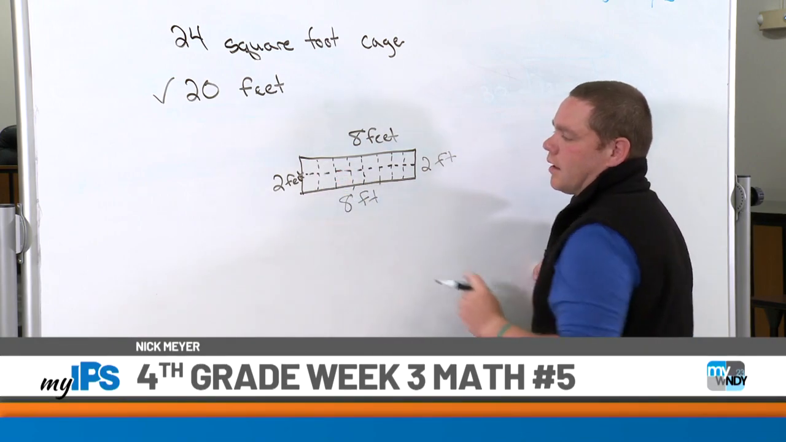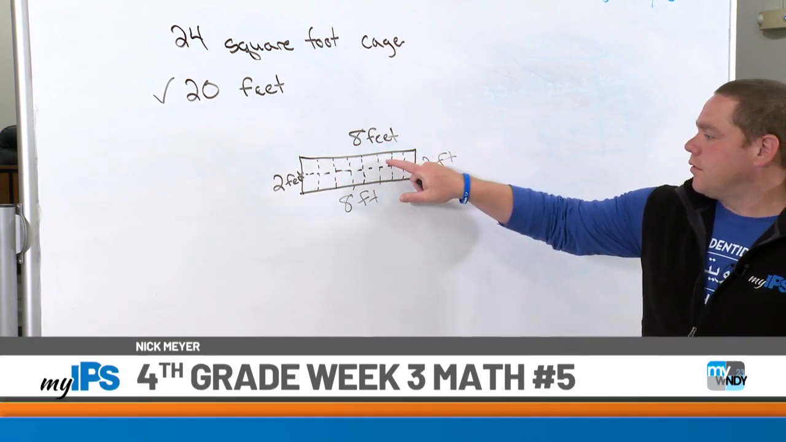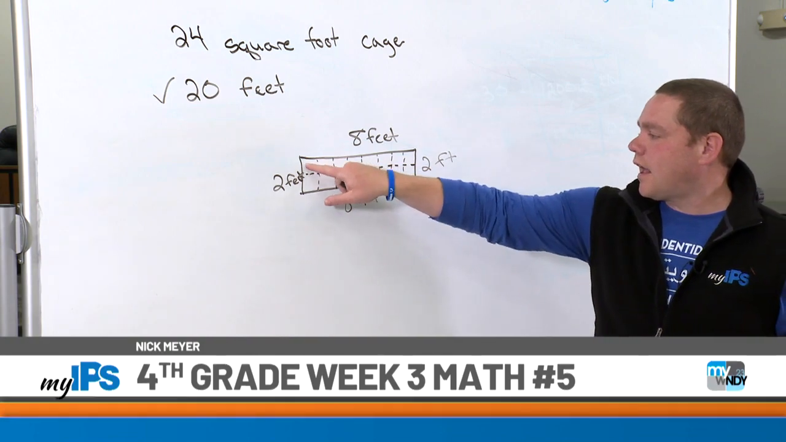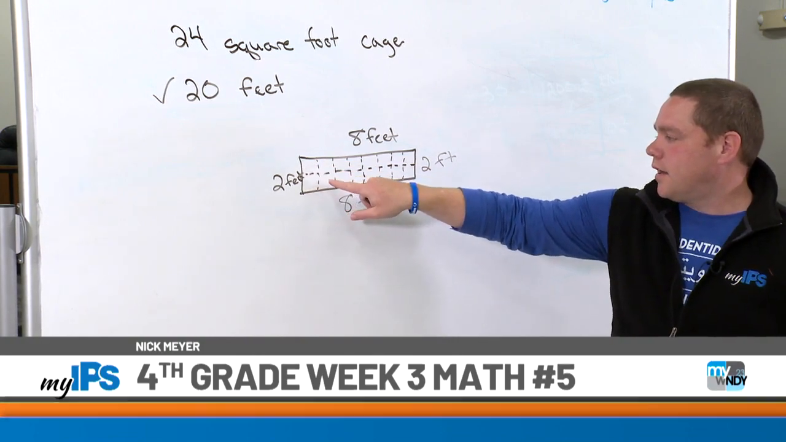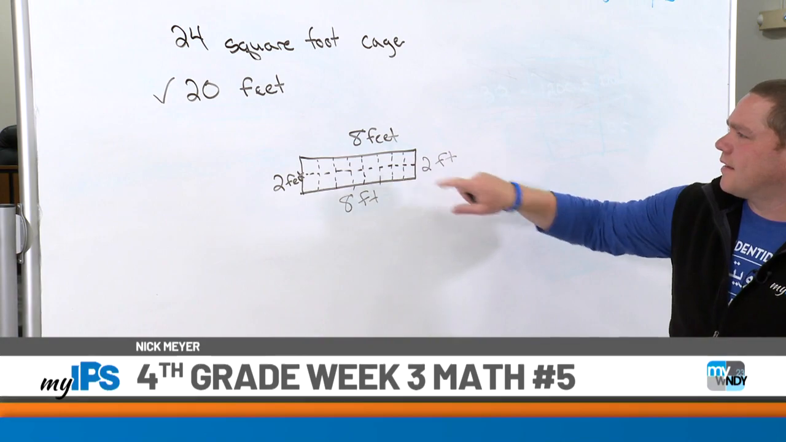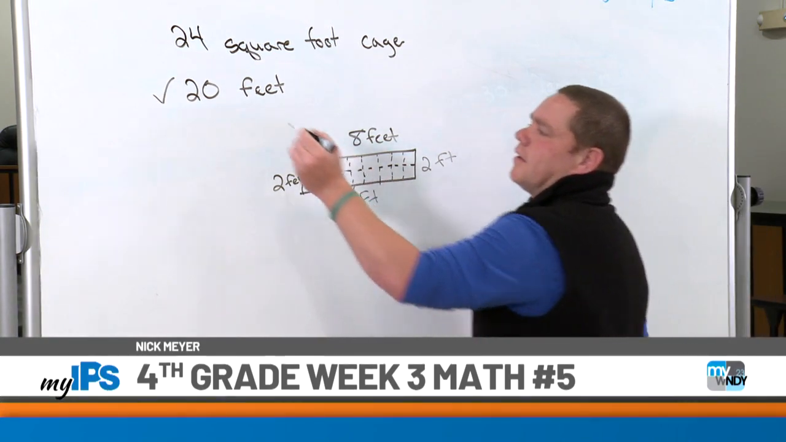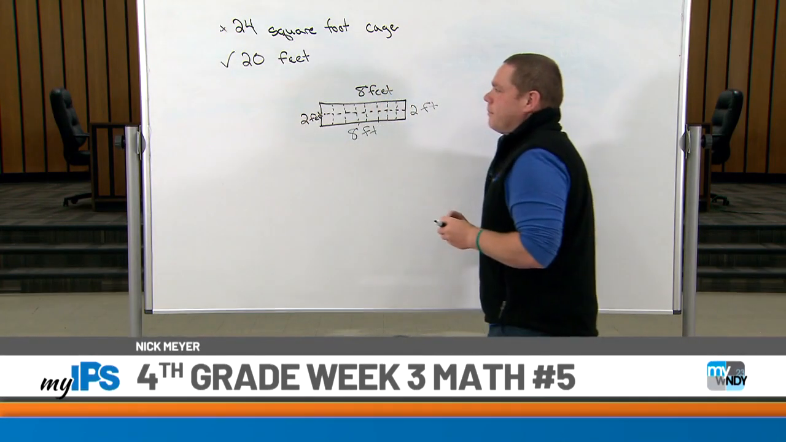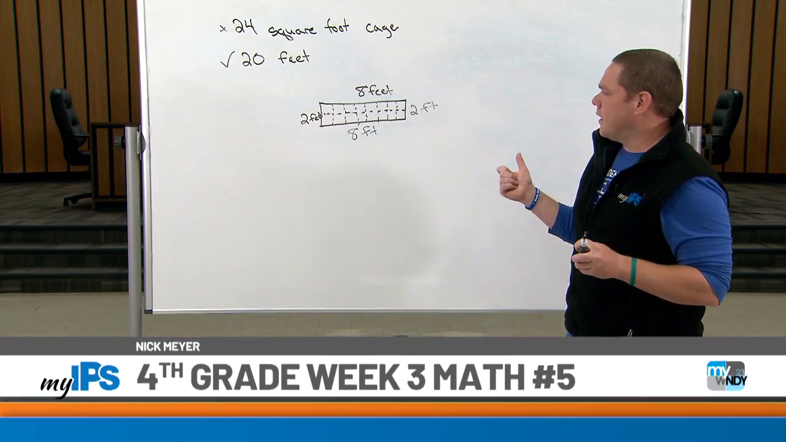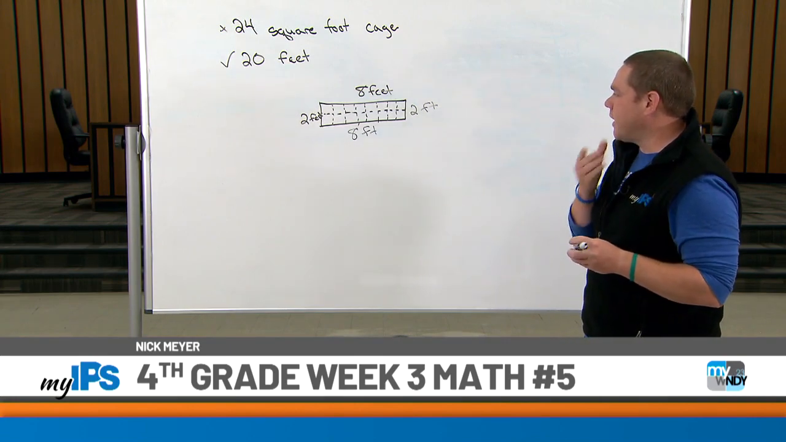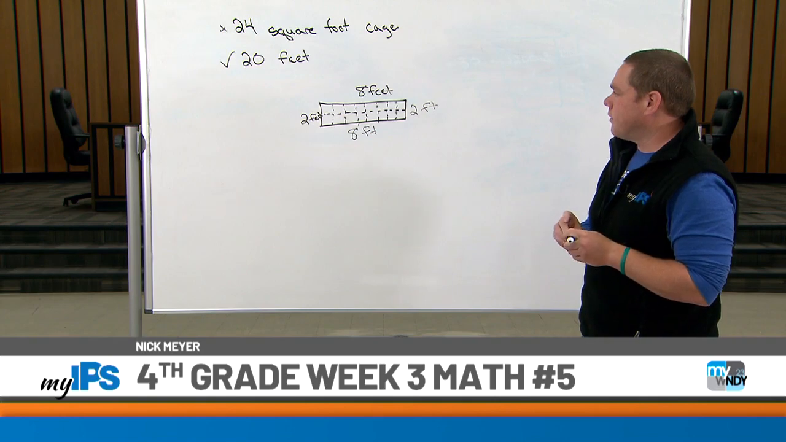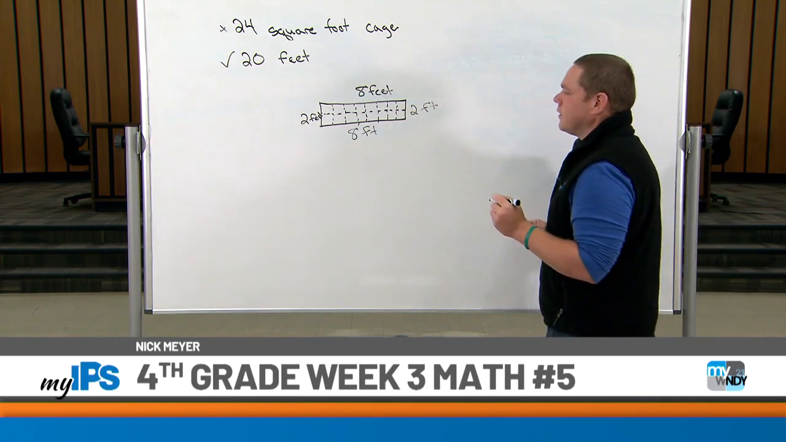I've got 1, 2, 3, 4, 5, 6, 7, 8 squares in that row, another 8 in this row, so I have 16 square feet. So I didn't make that category. So I need to try to make this a little bit bigger. So how else could I make this bigger?